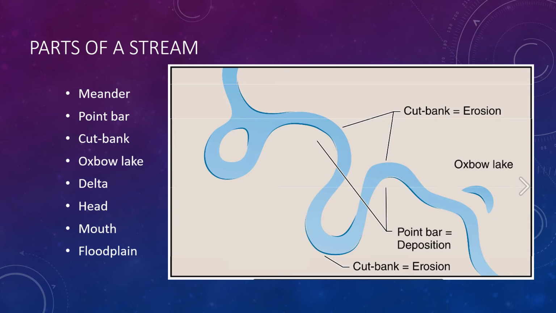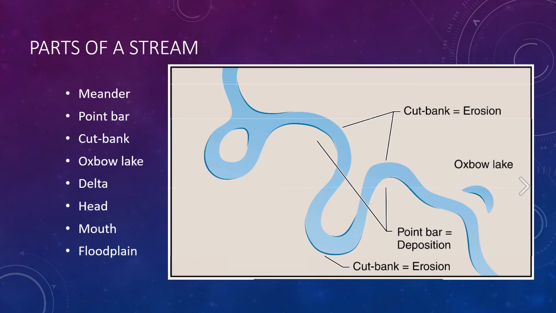Although not shown here, another feature important to stream processes is a delta. A delta is a landform created by the deposition of sediment carried by a river as the flow leaves the mouth and enters slow-moving or stagnant water. An easy example of this is the Mississippi River Delta, which is formed where the river ends and empties into the Gulf of Mexico.